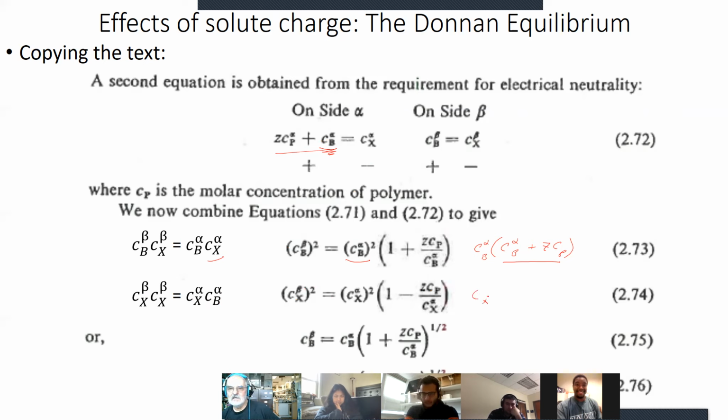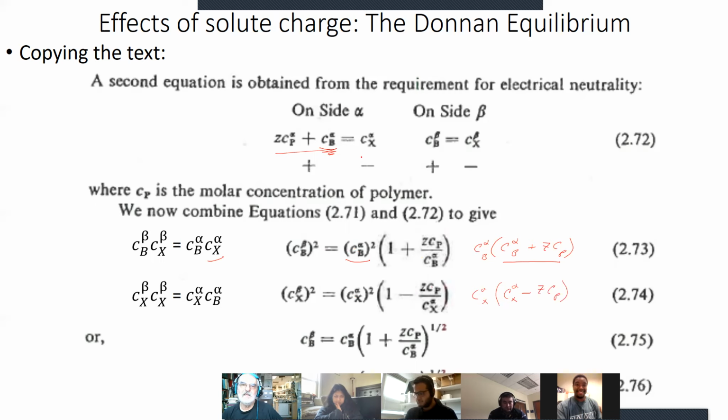So this will be CX alpha times CX alpha minus, where'd it go? Oops, there we go. Minus ZCP. And then when I take this CX alpha outside, I'll get a squared term, and I have to divide by CX alpha inside. All right, so what this says is that the alpha side has an excess of some terms, and then it has a diminishing of another term, okay?